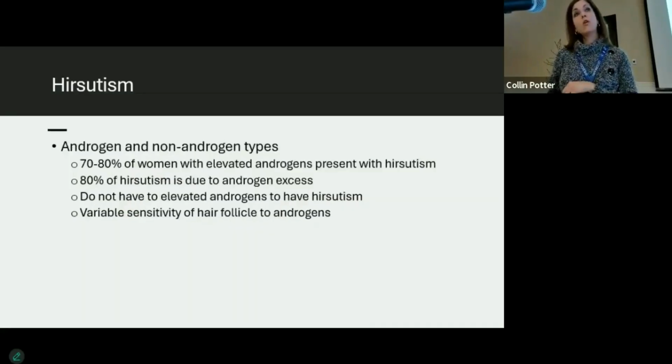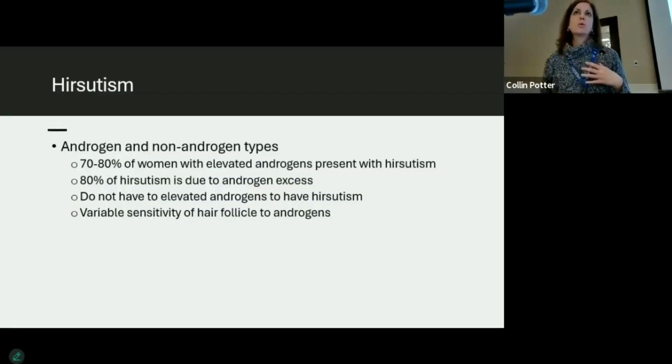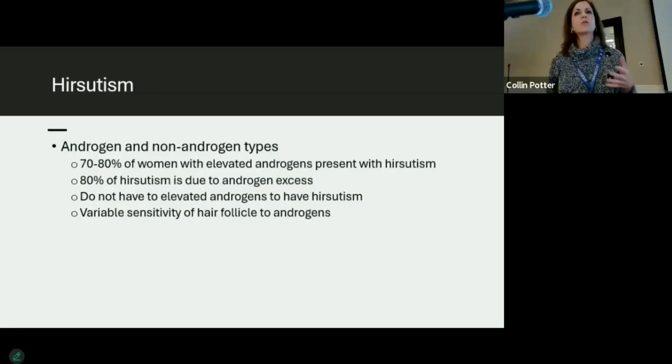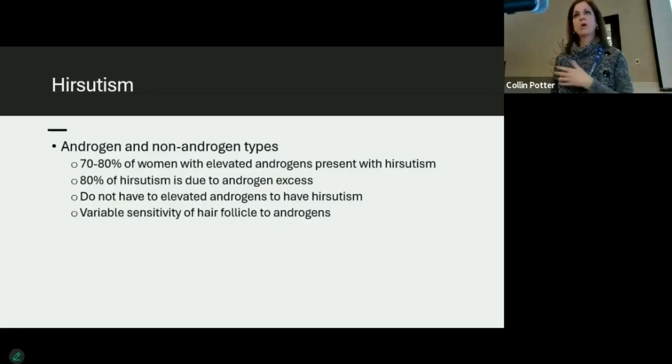So there are androgen and non-androgen types of hirsutism. I know I just spent lots of time talking about the androgens, and that's because that is the most common cause: 80% is due to androgen excess. But as I have said repetitively, and there's a reason for that, you don't have to have elevated androgens to have hirsutism and that sensitivity. I'm driving home that point because sometimes we get lost in our lab values. We have to think about that in connection with what we know about a disease process, and not just lean on a number as much.